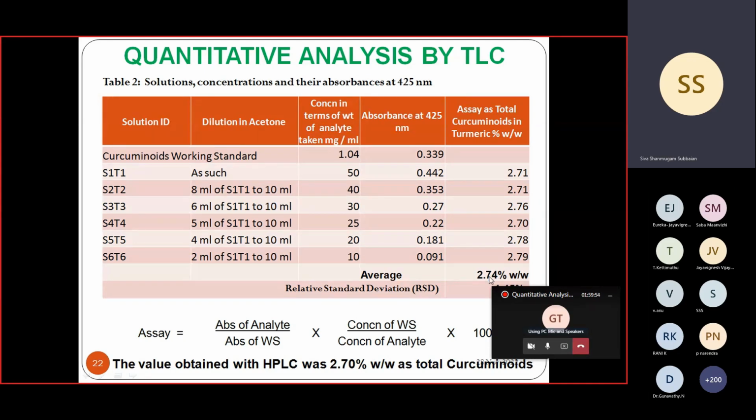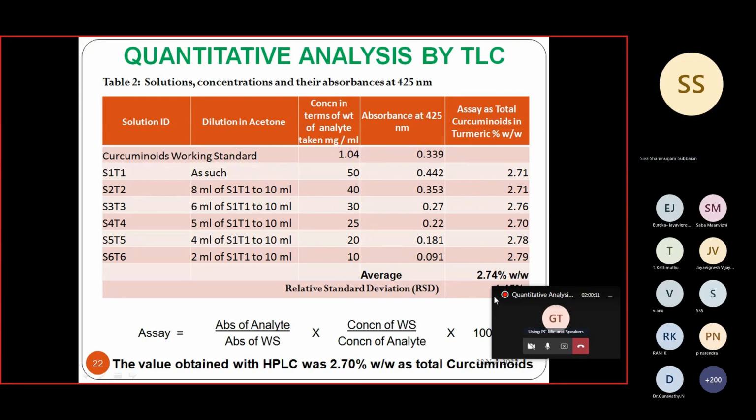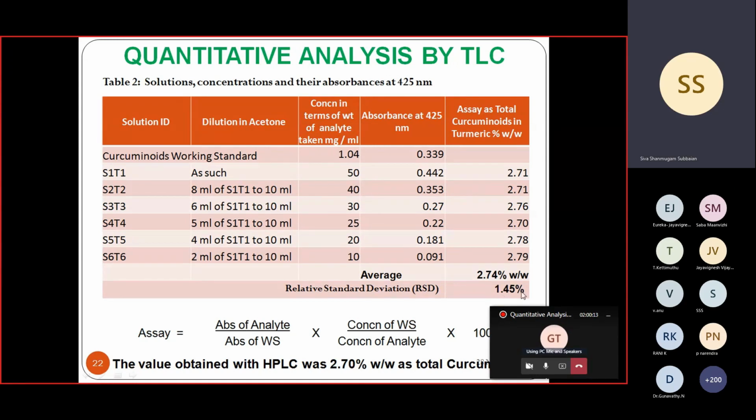The average is 2.74%. Interestingly, the same sample, when analyzed with HPLC, gave a result of 2.7% total curcuminoids, which almost matches the average we got here. The relative standard deviation here is 1.45%, which is a measure of reproducibility. It is not only an approximation, but we can take this as reproducibility or repeatability, whichever way you want to use it.